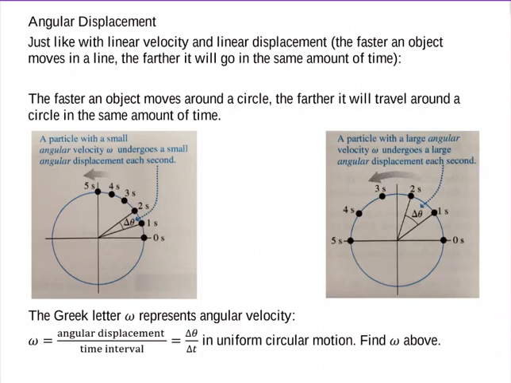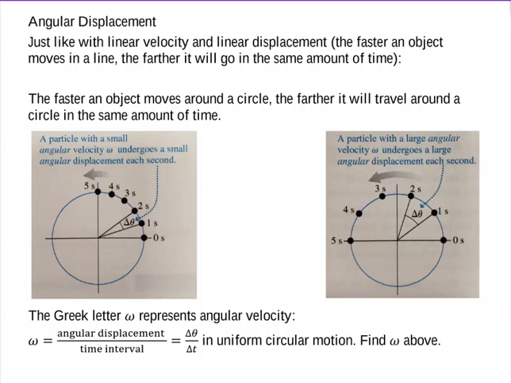The faster an object moves in a line, the farther it will go in the same amount of time, is with linear situations. So therefore, the faster an object moves around a circle, the farther it will travel around the circle in the same amount of time. And that's with angular displacement. Okay, so we have linear displacement and angular displacement. The correlation there is as you would expect. So we're going to be drawing those comparisons a lot as we go, so that you make that connection between the two. So here we have two pictures.